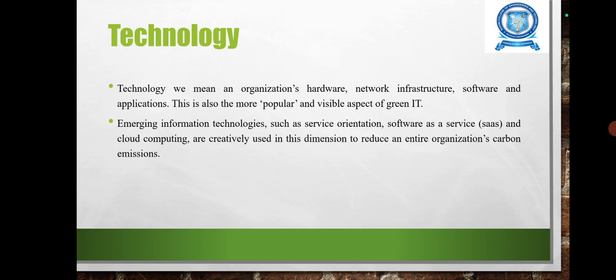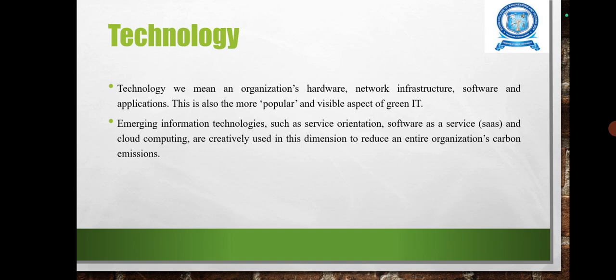That means it is an organization's hardware, network, infrastructure, software and applications. It is also the more popular and visible aspect of green IT. That means switching off monitors, virtualizing servers and printing on physical paper. Here also we have some visible aspects of change that all occur along these dimensions.